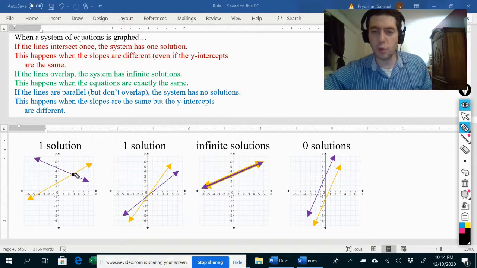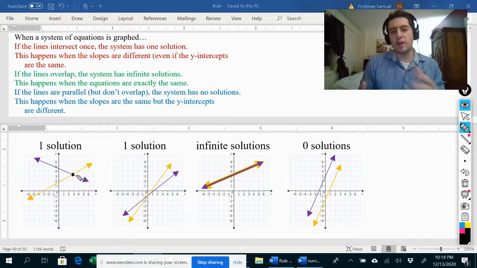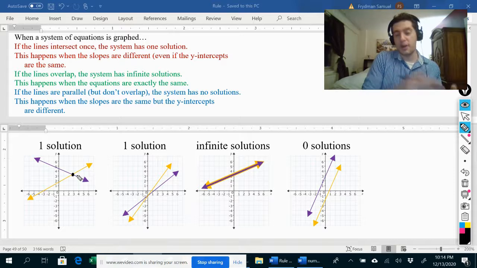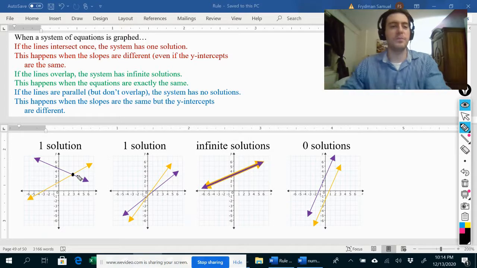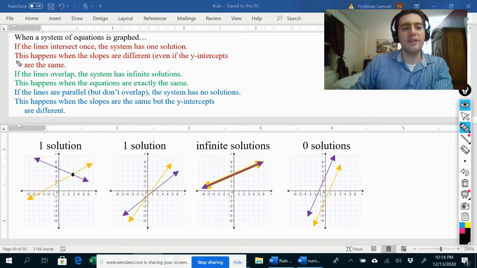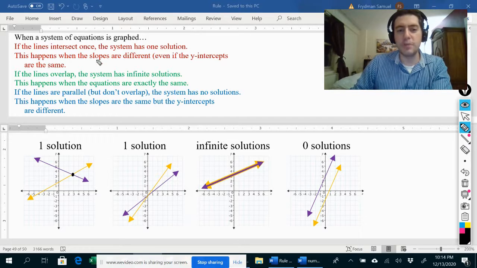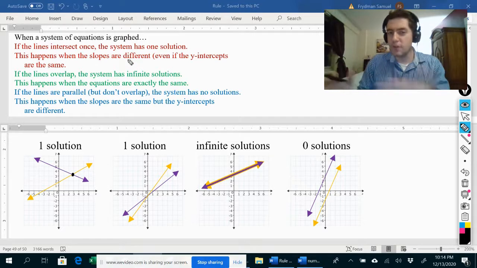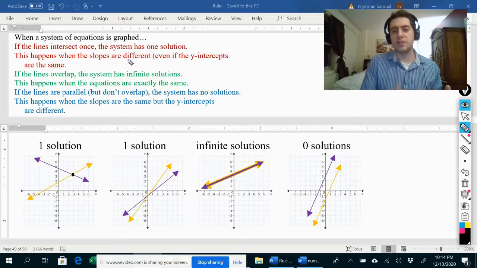All right, so we get just one intersection there. With straight lines, we couldn't get two intersections or three intersections. We'll only get either one or an infinite number or zero. Okay, so when do we get one intersection? This happens when the slopes are different. Very simple. If the slopes of the lines are different, then we will get one intersection.